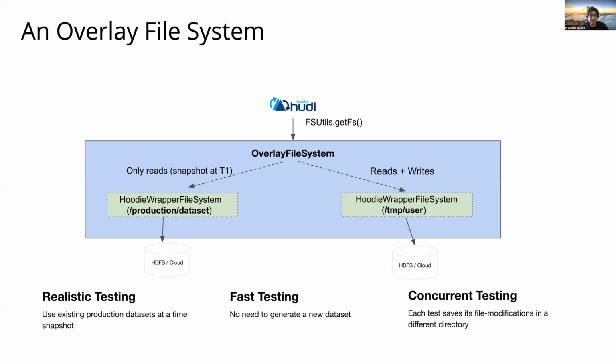So the benefit of that is very realistic testing, because we are actually performing all our testing on the production data. The testing is very fast because we do not have to bootstrap data sets. We don't have to use resources to create new data sets, and multiple people can test at the same time because everyone has a different temporary read write location, and they all use the same production data set for testing.